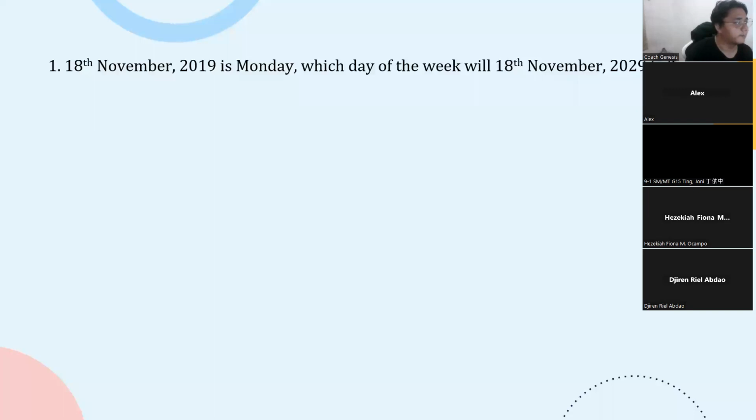Number one: the 18th of November 2019 is Monday. Which day of the week will the 18th of November 2029 be? The first thing that we will do here is to identify which years are leap years and which years are just regular years.